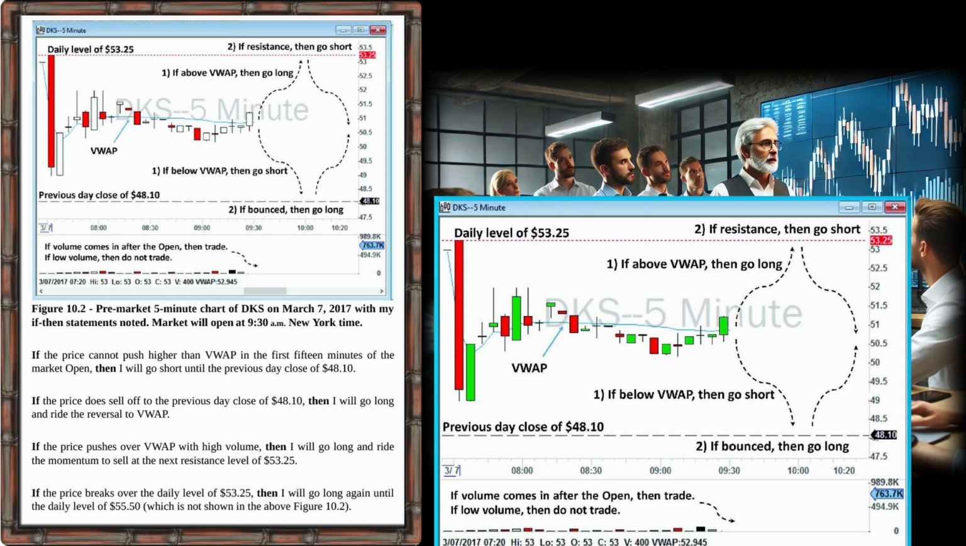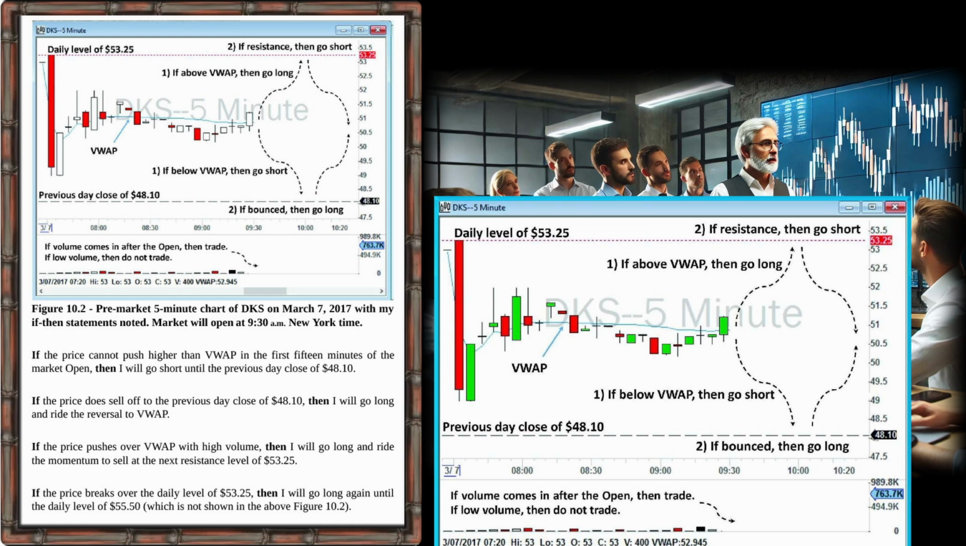If the price cannot push higher than VWAP in the first 15 minutes of the market open, then I will go short until the previous day close of $48.10. If the price does sell off to the previous day close of $48.10, then I will go long and ride the reversal to VWAP. If the price pushes over VWAP with high volume, then I will go long and ride the momentum to sell at the next resistance level of $53.25.